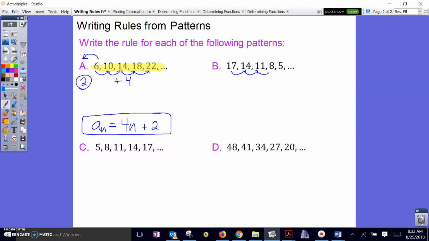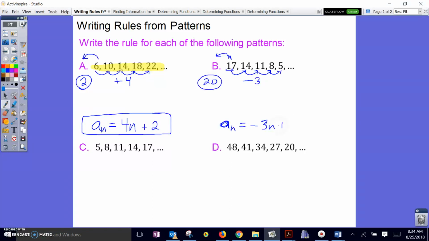First, identify your common difference. What am I doing to get from one term to the next? I'm always subtracting 3. So my common difference is negative 3. And then I need to figure out what the 0th term is. What term would come before 17? And since we're subtracting 3 as we move forward in the pattern, to get that 0th term, we're going to add 3 to the first term. And so the 0th term is going to be 20.